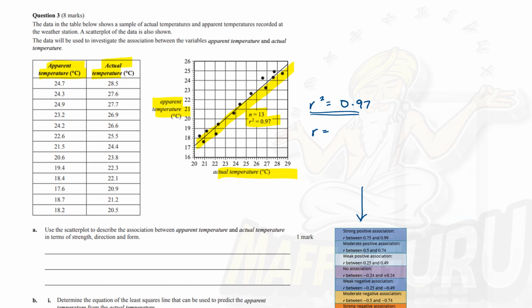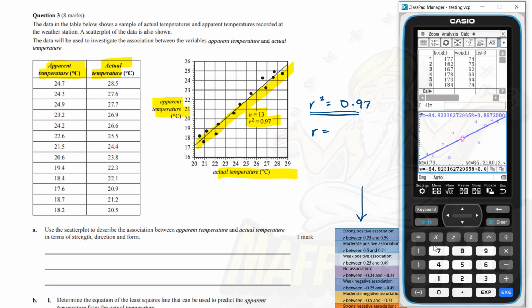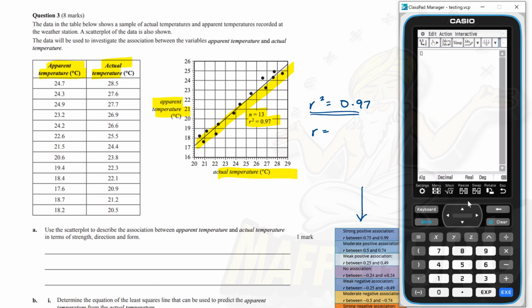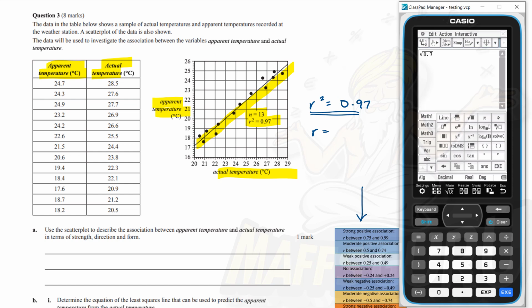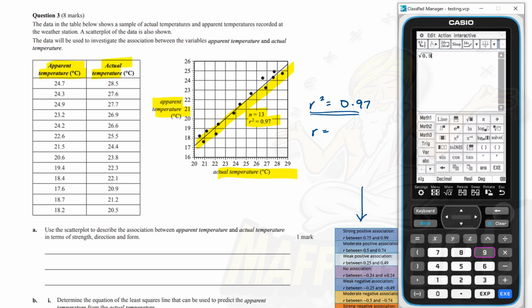So I'm going to bring up my calculator because they've given me the value of r squared. Let's go back into main, if you will, and let's bring up my keyboard, because I now want to do the square root of 0.97. That's how you undo. Let's just delete that and put 97 and then hit enter, and we get 0.984, so 0.98. So let's write 0.98 here.